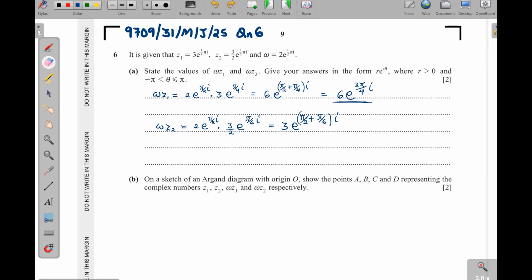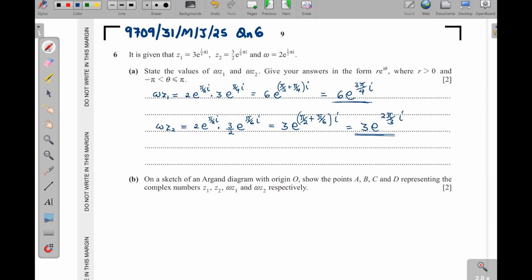Or we can say that 90 plus 30, because pi over 2 is 90. Then pi over 6 is 30. So 90 plus 30, that is 120. And that is twice 60, not so? And 60 is pi over 3. So this will be twice of 60. So this is going to be our answer there.